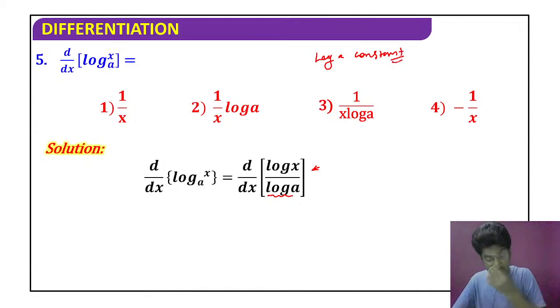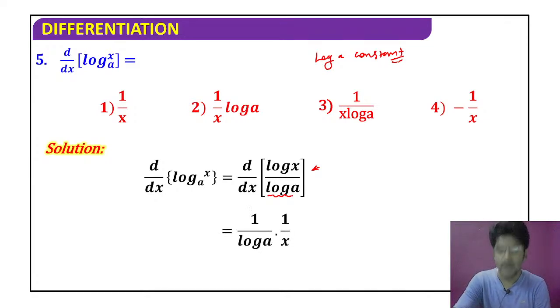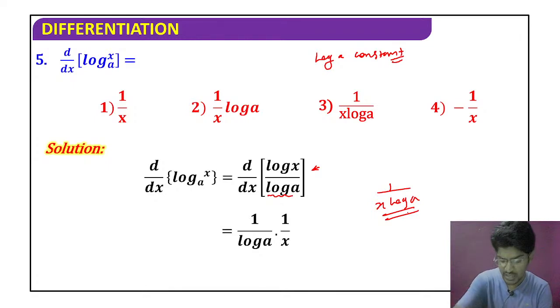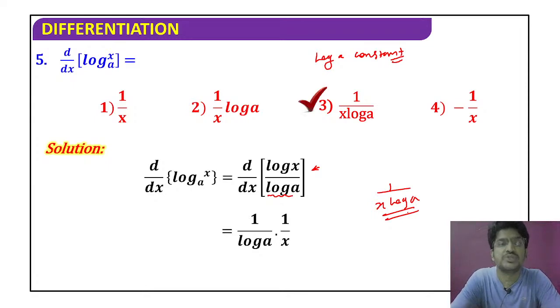Okay, so log a is a constant term. Don't worry about it. Differentiate log x. So differentiation of log x is 1 by x. So therefore you can just see 1 by x into log a is our required answer. Okay. So that is option 3. Option 3 is going to be the correct answer.